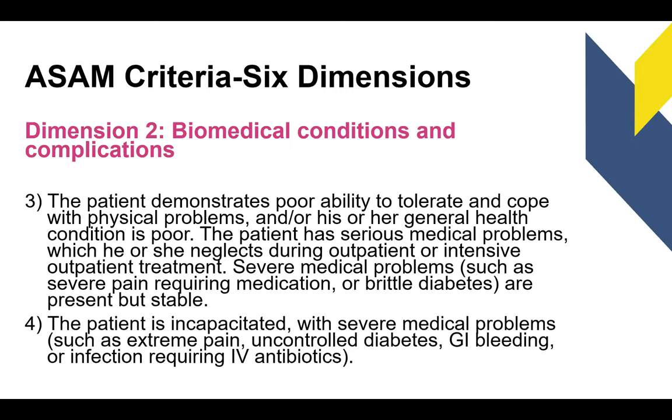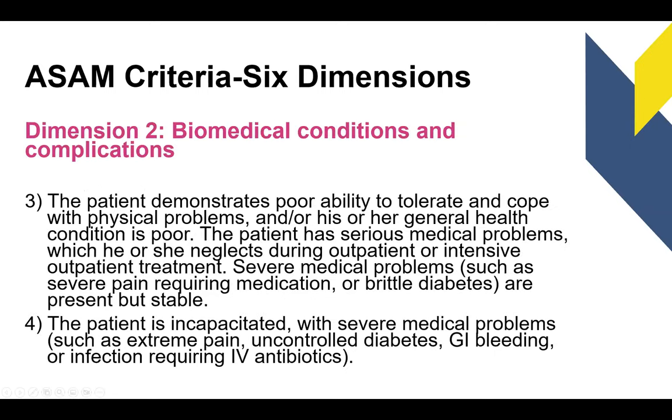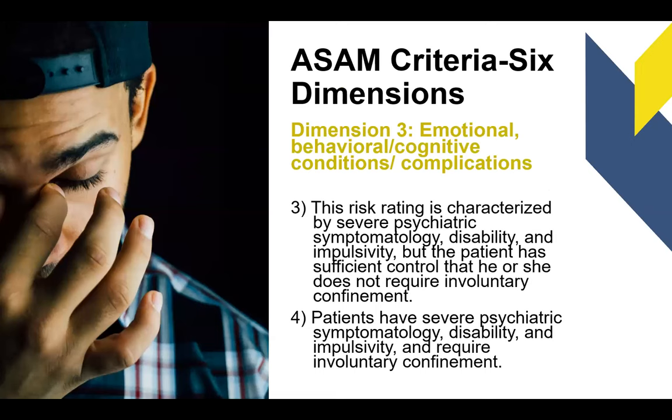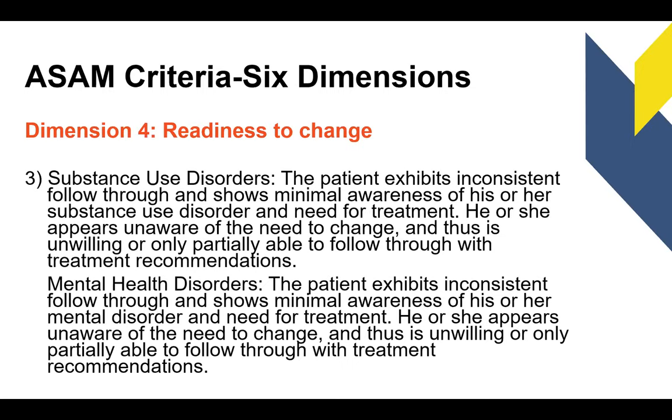The biomedical dimension is usually related to things like a pre-existing medical condition. It could be a current injury, an open wound, untreated diabetes. It could be a number of things. The point is that I'm trying to assess what risk rating best matches where the patient is at the time that I'm seeing them. So again, each dimension, 1 through 6, I'm just showing you what that looks like.